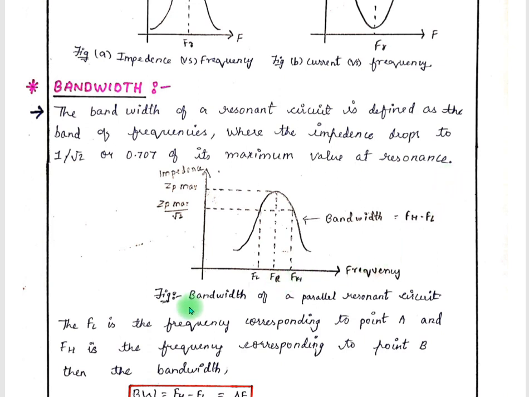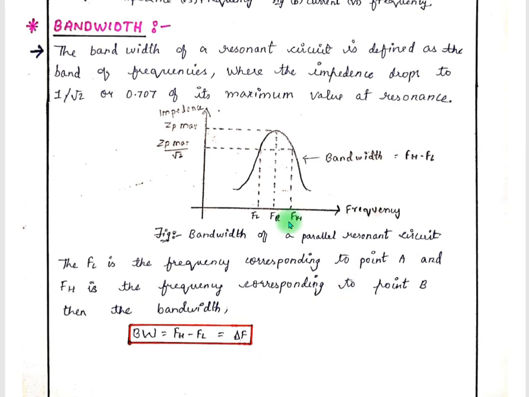Let us understand the figure, bandwidth of a parallel resonant circuit. It is quite similar to the resonance curve. The y-axis represents the impedance and the x-axis represents the frequency. Zpmax and Zpmax by under root 2 are the values of impedance with respect to the frequencies FL and FH. Fr is the resonant frequency. The resonant circuit gives practically the same response as at resonance for this band of frequencies, which lie within the bandwidth. This band is also called the passband of the resonant circuit.